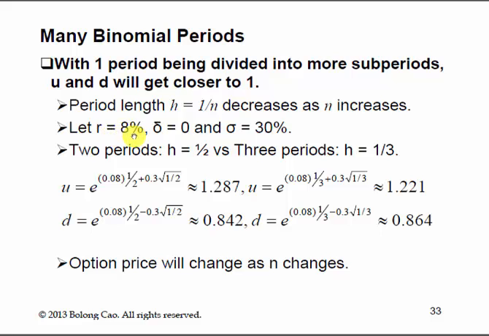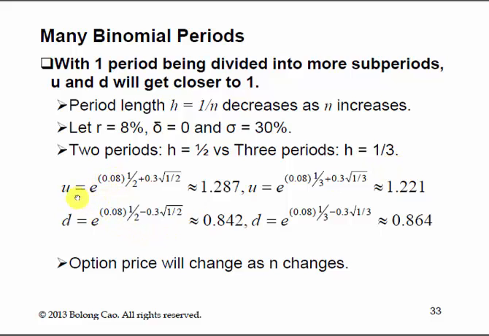We can do a numerical example. Let's say the risk-free rate is 8%, the dividend yield is 0, and the standard deviation is 30%. That's for the whole period. And for 2 periods, h will be a half. For 3 periods, h will be a third.